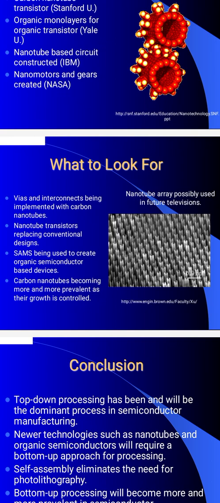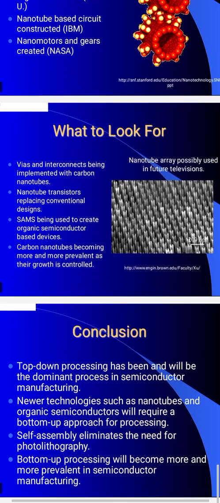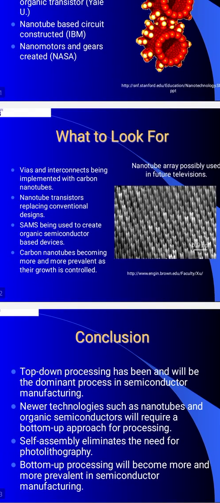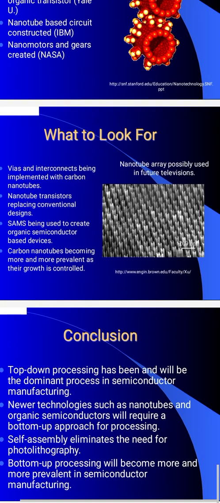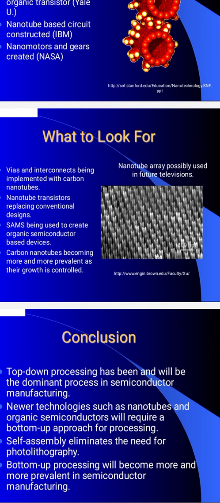What to look for? We can look for vias and interconnects being implemented with carbon nanotubes, and nanotube transistors replacing conventional designs. Nanotubes will be coming everywhere, even in biology. Drug delivery is also done by nanotubes now. Self-assembled monolayers are being used to create organic semiconductor based devices. Carbon nanotubes are becoming more and more prevalent as their growth is controlled. Now we can grow them in a controlled manner. Maybe in future in television you can see nanotube arrays.